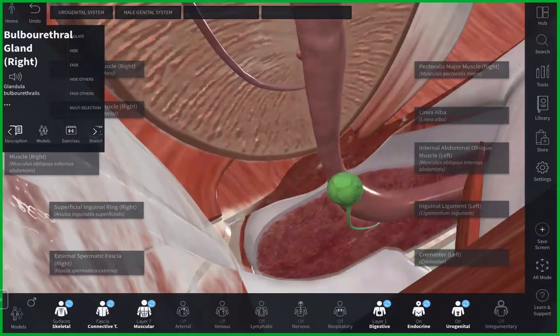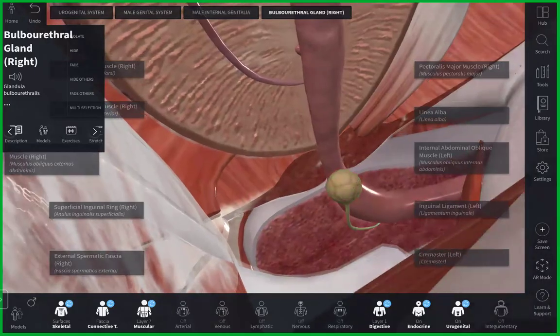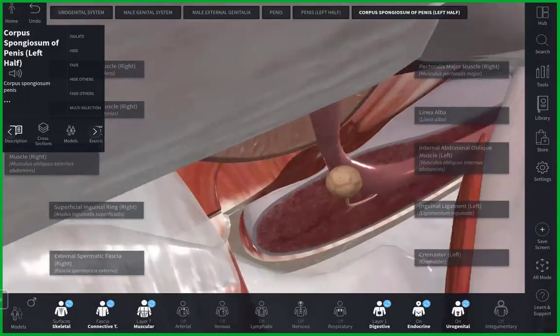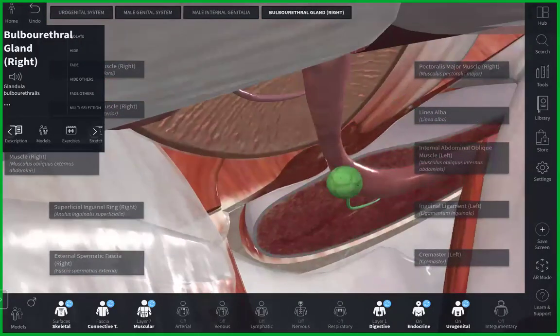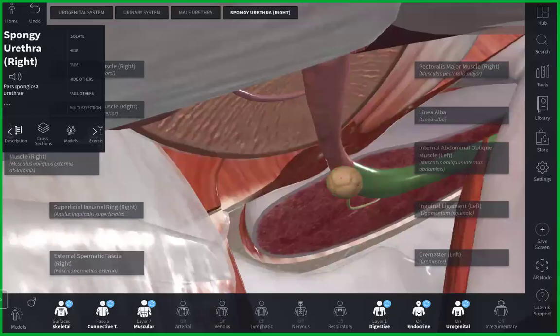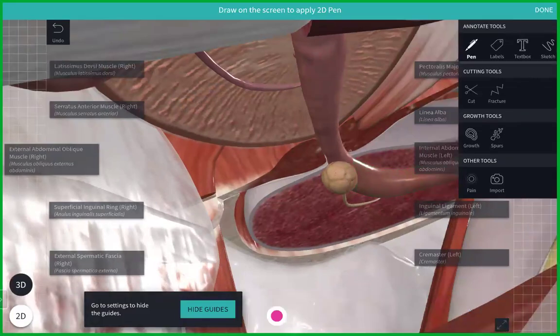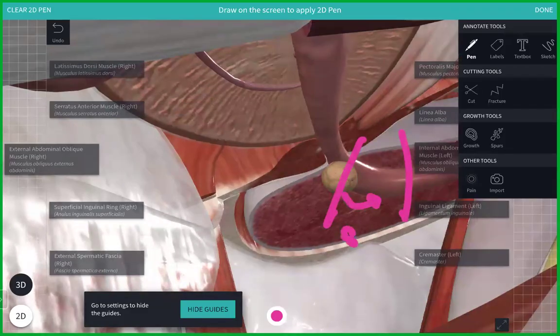So you can see it now. So here we have the bulbospongiosus muscle. Okay. And this is our bulbourethral gland that's opening at the first part of the spongy urethra. We call it the bulbar urethra, because the bulbourethral gland opens here, and that's why it's called the bulbar urethra.